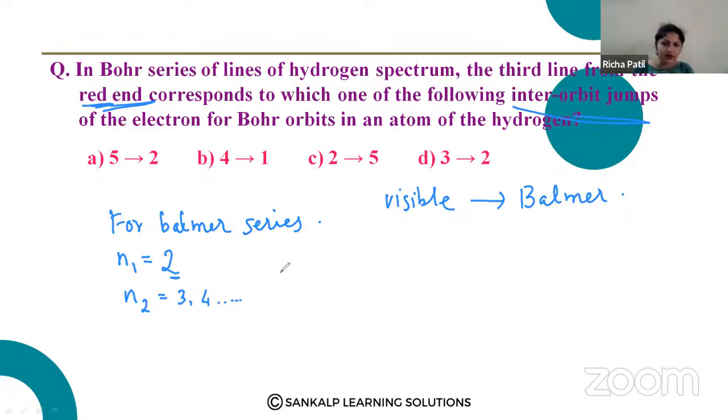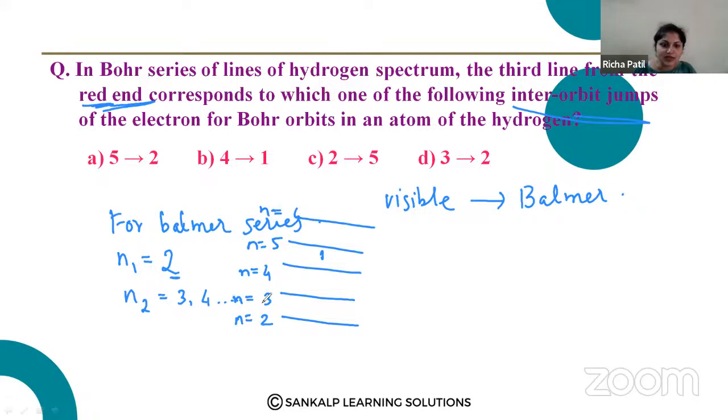So if you draw like this, n is equals to 2, n is equals to 3, n is equals to 4, n is equals to 5, n is equals to 6. So this your n1 is 2. From 2, it will jump to what? Third line. So 1, 2, 3. So it will be from 5 to 2. So what is the correct answer? It is A, 5 to 2.